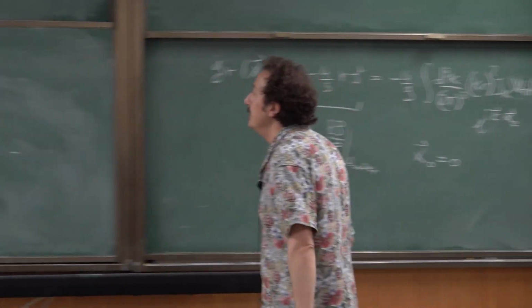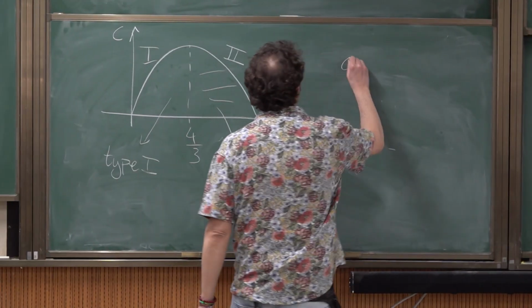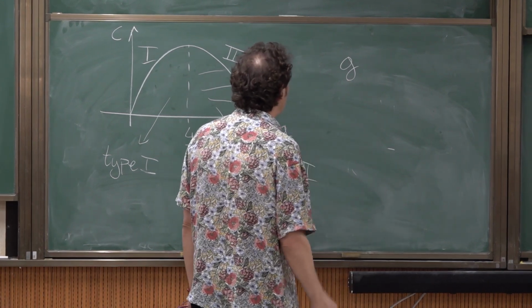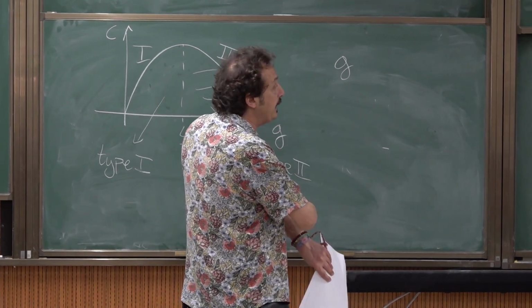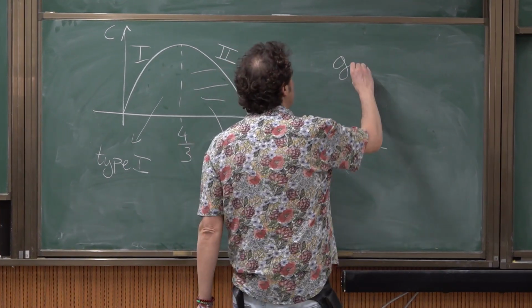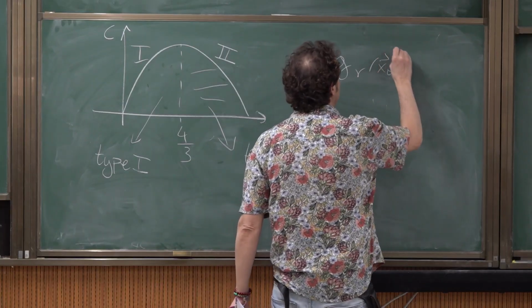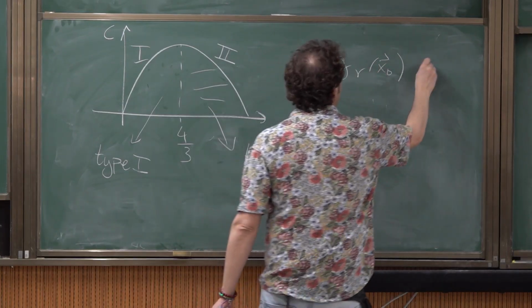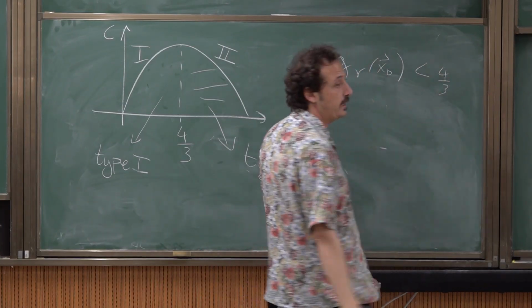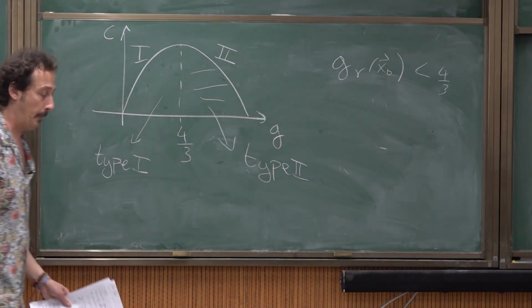So then what we are going to consider are only the cases in which the threshold G(r, x con 0) is smaller than 4/3. So we are in type 1 black holes.